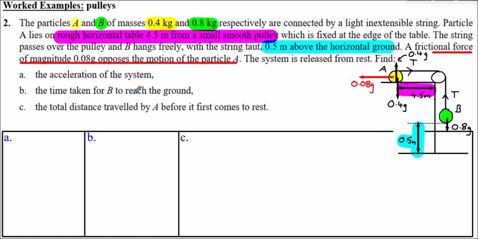So now we can work out the acceleration of the system by considering A and B separately. So just considering A, first of all, because B is heavier, B is 0.8 kilograms versus A is 0.4, this system will go downwards. So it's going to go down relative to B, A will be pulled across the table to the right. So the overall force on A, the resultant force, will be to the right. So overall to the right, it's going to be T subtract 0.08 g.